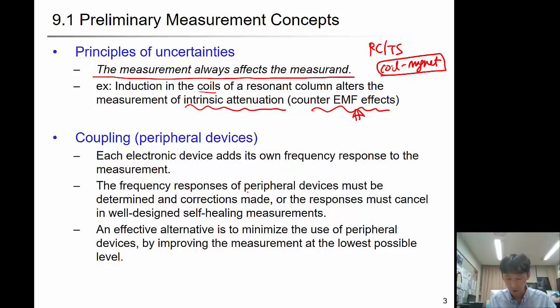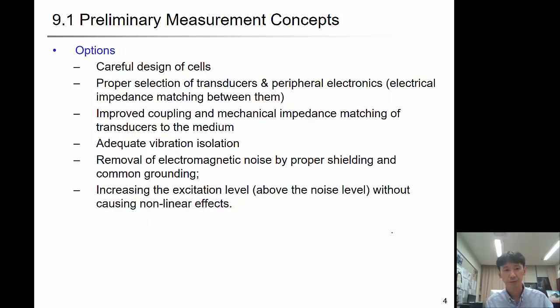The frequency responses of the peripheral devices must be determined and the corrections made, or responses must cancel in well-designed self-calibrating measurements. An effective alternative is to minimize the use of peripheral devices by improving the measurement at the lowest possible level. We'll talk about this one also later. So it's not good to have a lot of electronics in your measurement. Maybe you can minimize them as much as you can. That will help to reduce the noise and the bias in your measurement.